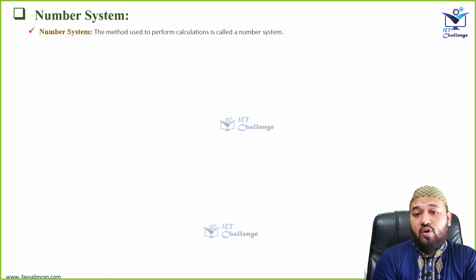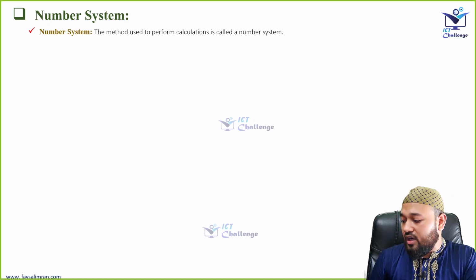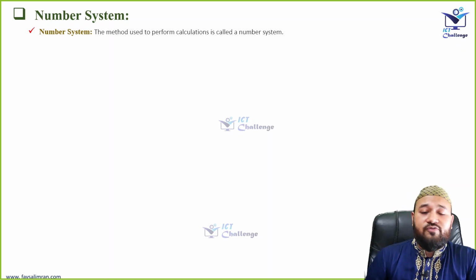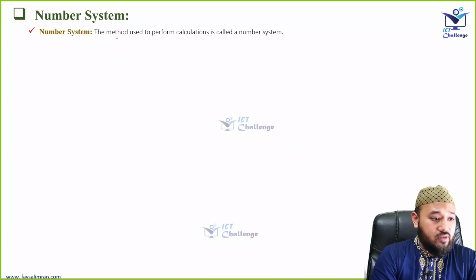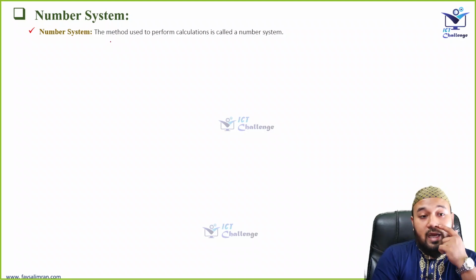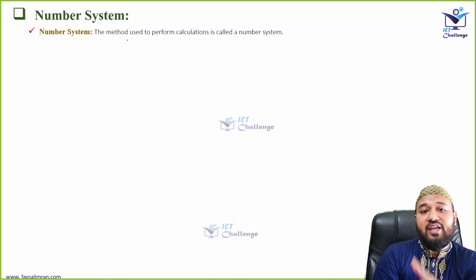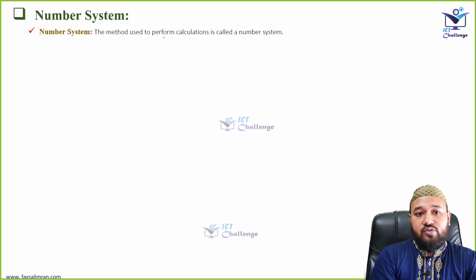But we don't use all of them. We just use one method like 1, 2, 3 or ABC. We must use only one method for counting at a time, right? So the method used to perform calculation is called a number system. That means we have a lot of methods, but when we have to count something, at that time we use a particular method for counting. Okay, so the method to perform calculation is called a number system.